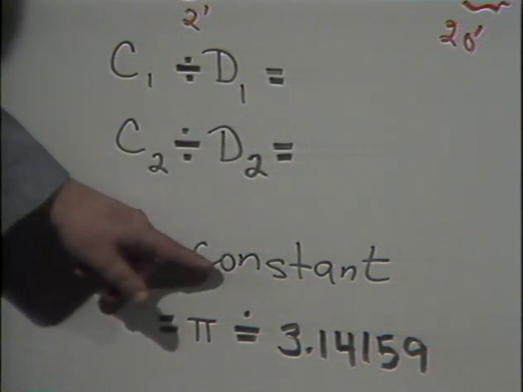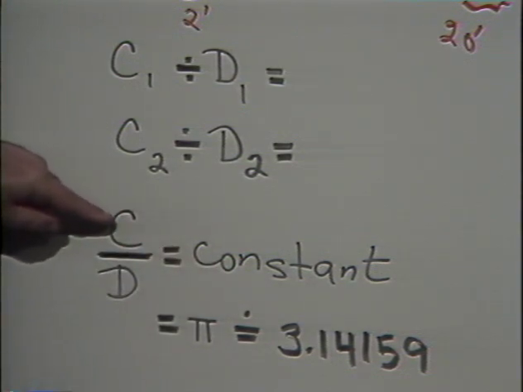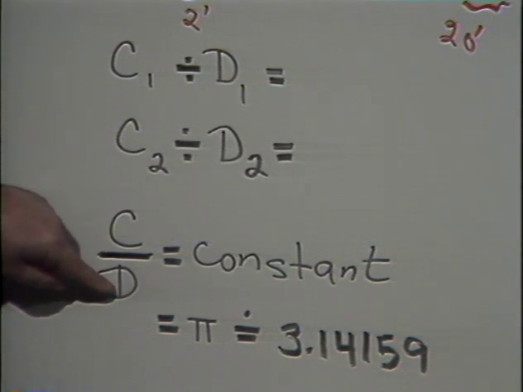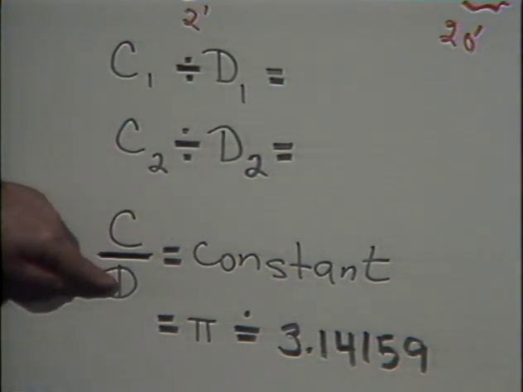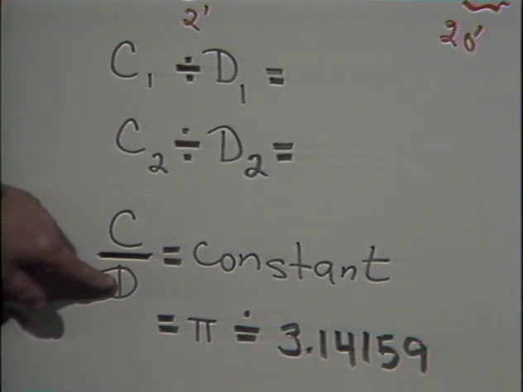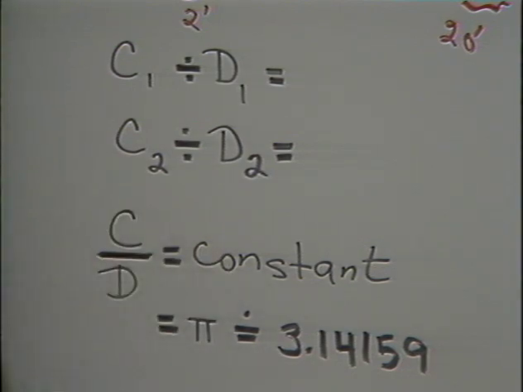And by the way, it's a pure number, because if the circumference was measured in feet and the diameter is measured in feet, feet divided by feet cancel and you get a pure number. If the circumference is in meters and the diameter is in meters, meters divided by meters cancel. See, that constant is a pure number.